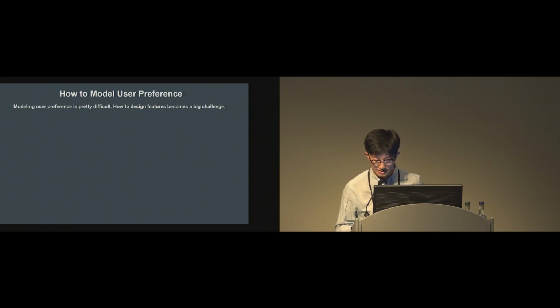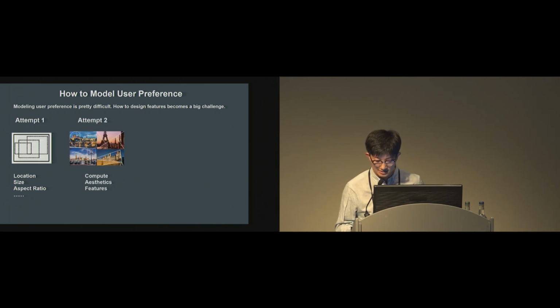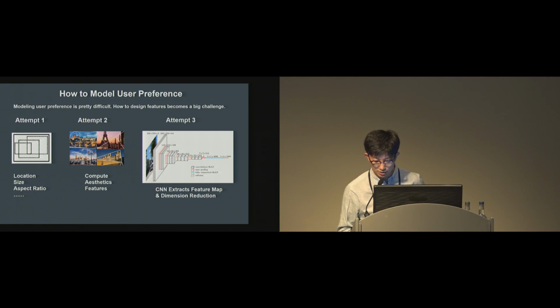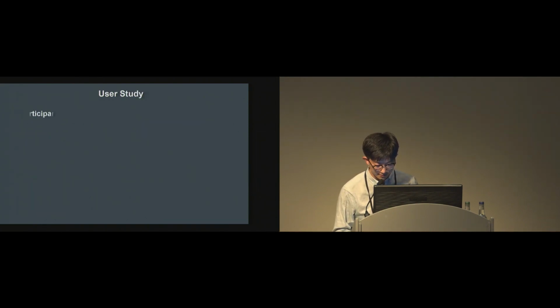But modeling user preference is pretty difficult. How to design features to model user preference? At first, compositions suggested by VPN had different sizes, aspect ratios, and regions, so we tried to extract features from these factors, but it didn't work well. Then, based on some related work, we extracted a lot of aesthetic features. It didn't perform well either. After that, we used a convolutional network to extract a feature map of the composition and reduce dimensions. Unfortunately, its performance was not satisfactory.